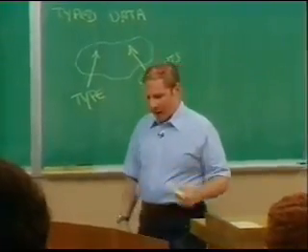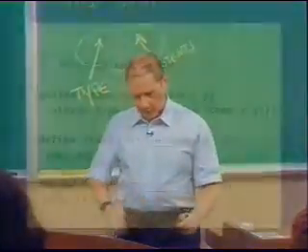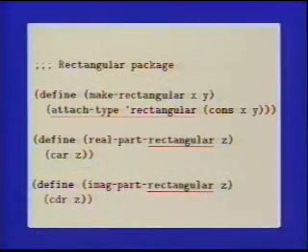Remember, George had this package. Here's George's original package, or half of it. And underlined in red are the changes he has to make. So before, when George made a complex number out of an x and a y, he just put them together to make a pair. And the only difference is that now he signs them. He attaches the type, which is the symbol rectangular, to that pair.